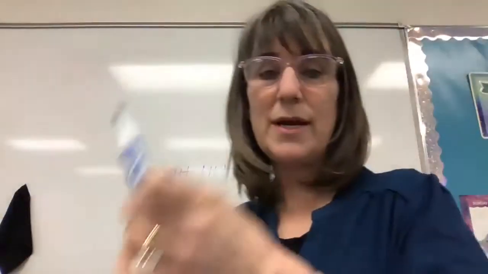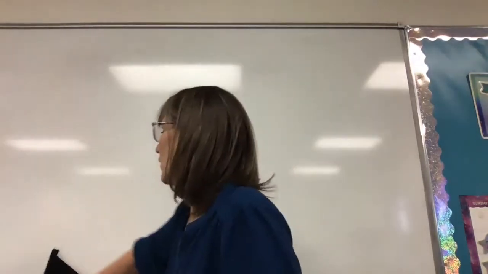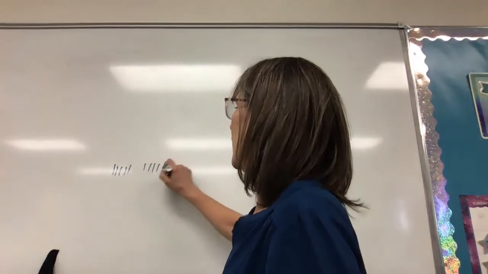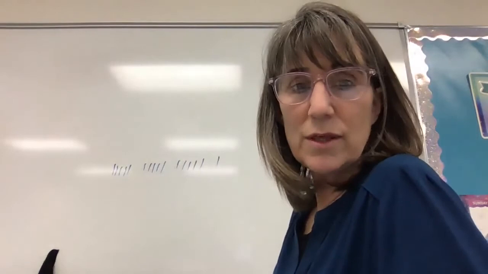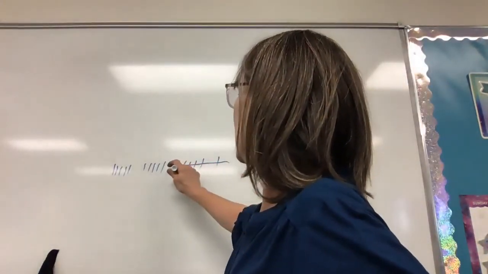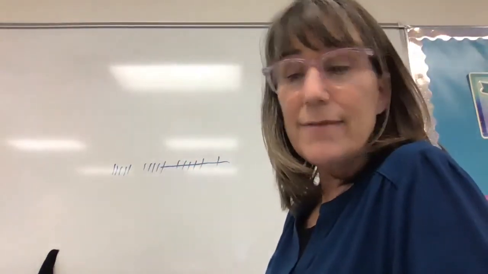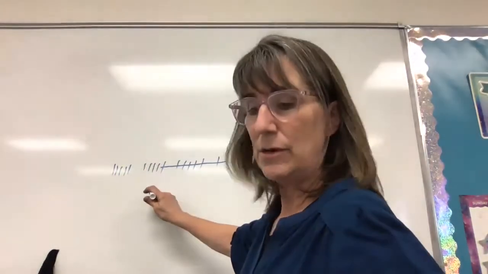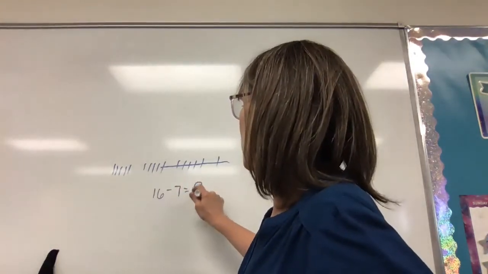Let's do 16 minus 7. Let's do it with the drawing again. 16, 1, 2, 3, 4, 5, 6, 7, 8, 9, 10, 11, 12, 13, 14, 15, 16. So we had 16 to start with. We're going to cross off 7. 1, 2, 3, 4, 5, 6, 7. I crossed off 7 of them. How many are left? We still had 5, 6, 7, 8, 9. I had 9 left. So my answer to 16 minus 7 equals 9, right?